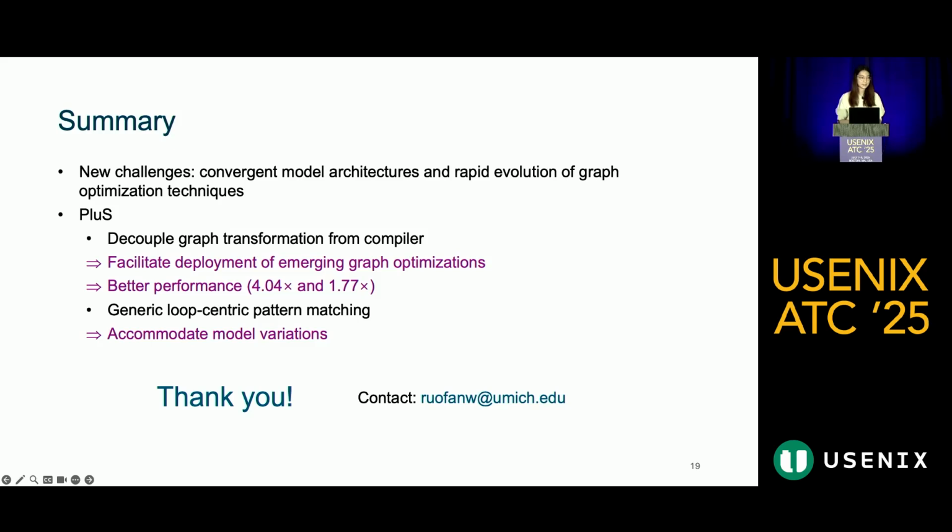To wrap up, we face new challenges today, like convergent model architectures and the rapid evolution of graph optimization techniques. PluS addresses these challenges by decoupling the graph transformations from the compiler, which helps deploy new optimizations more easily and achieves better performance. By using a generic loop-centric pattern matching, PluS can also handle different model variations and keep up with future changes in the DNN design. Thank you for listening.